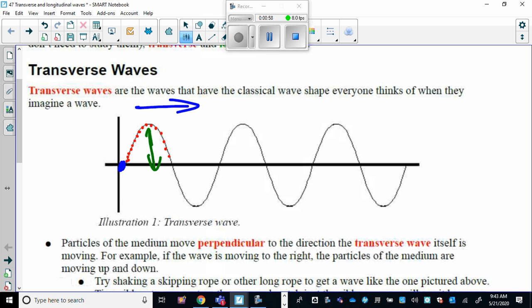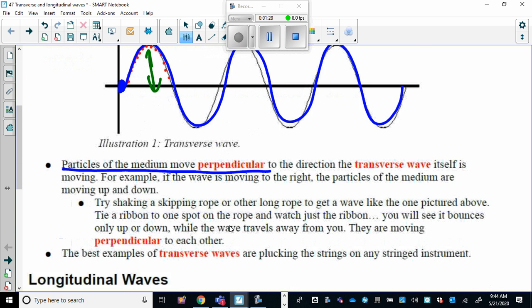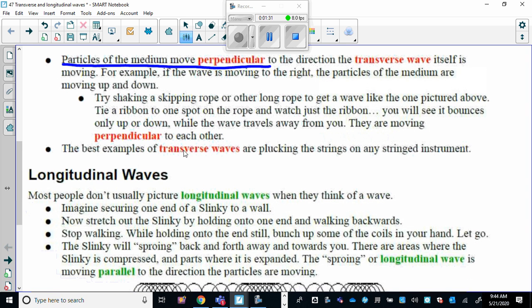If I'm holding the string here and then I start shaking it, we can have a PhET demonstration. We'll get to it in a minute. Then the particles are moving up and down, but the energy is being transferred in this direction here. So if I start shaking it here, the energy will be transferred all the way over to here. And here's the key point: the particles of the medium move perpendicular to the direction the transverse wave itself is moving. The best examples of transverse waves are plucking the strings on any stringed instrument.